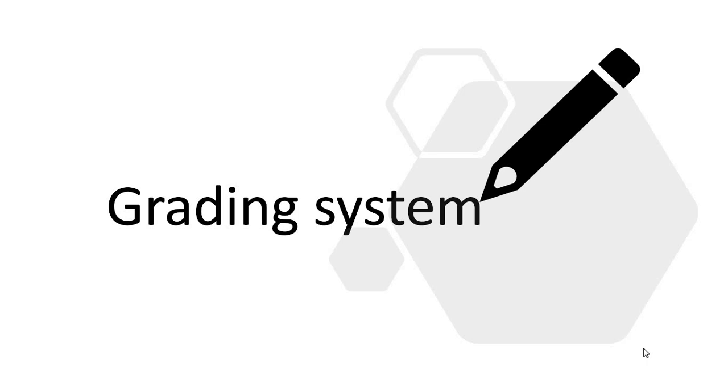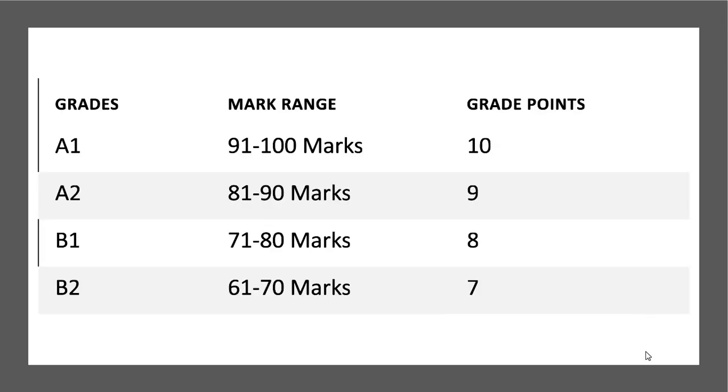So we will see next the grading system. The grading system is mentioned like this: grade A1 will be awarded to those students who have got marks in the range 100 to 91, and the grade point will be 10 for them. For grade A2, the marks range is from 81 to 90, and the grade point will be 9. For B1, between 71 to 80 marks, the grade point will be 8. And for B2, 61 to 70 marks, the grade point will be 7. So this is the grading point system.